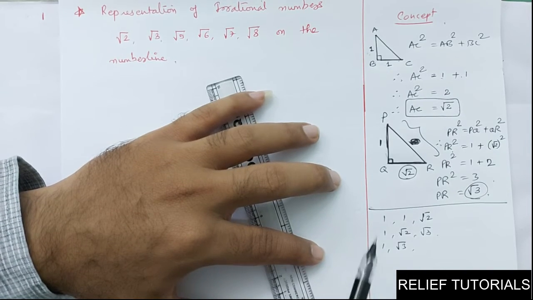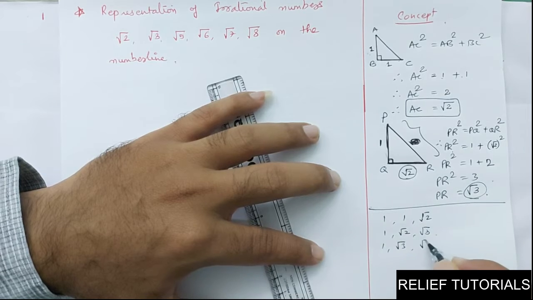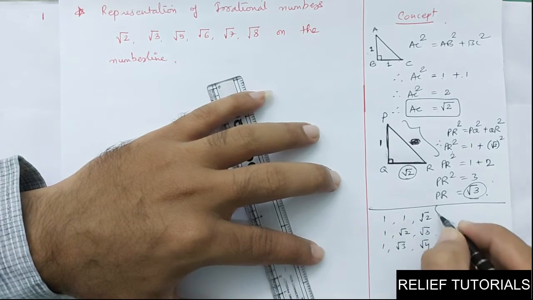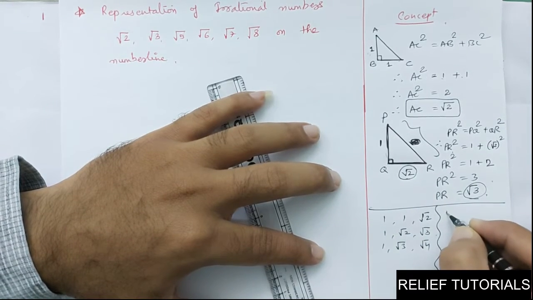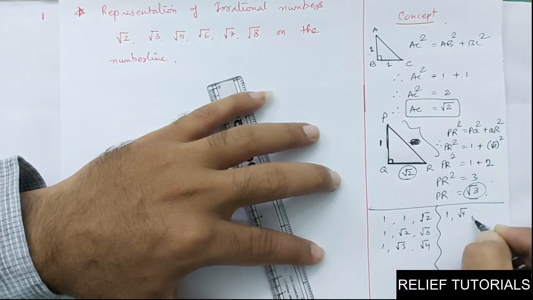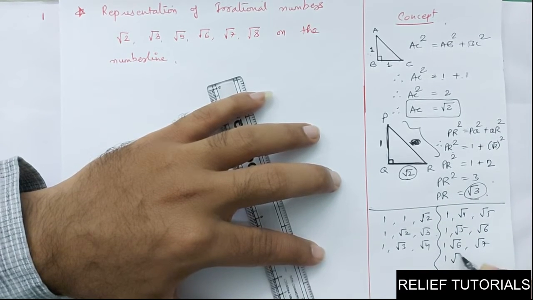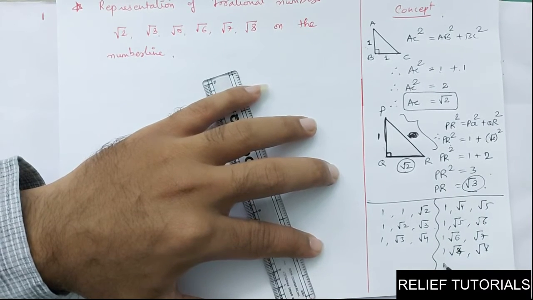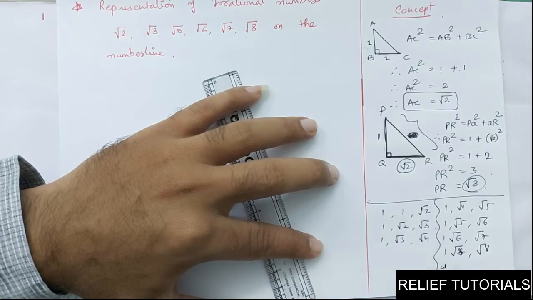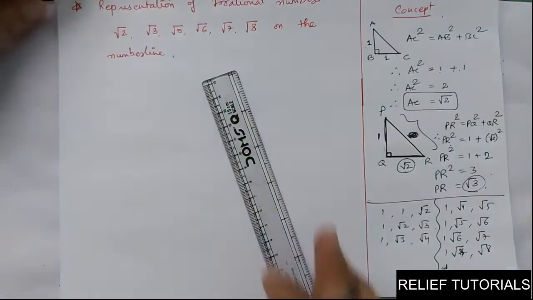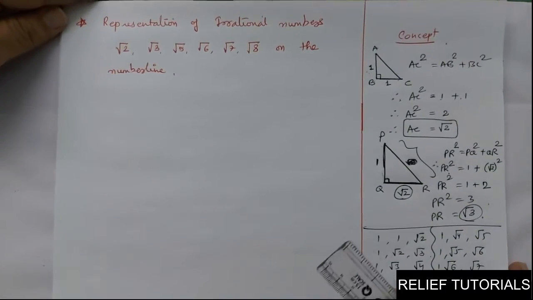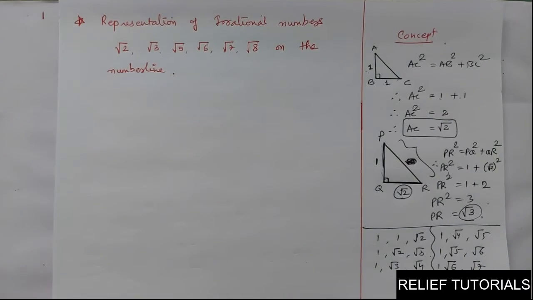if the sides forming the right angle are 1 and root 3, then the answer will be root 4. The next triplets would be 1, root 4, root 5; 1, root 5, root 6; 1, root 6, root 7; 1, root 7, root 8; and lastly 1, root 8, root 9. Root 9 means 3.